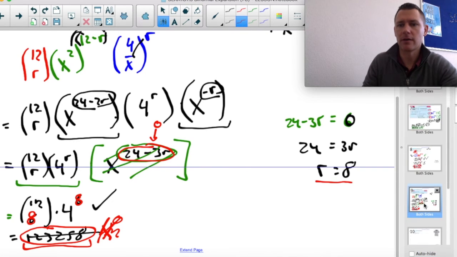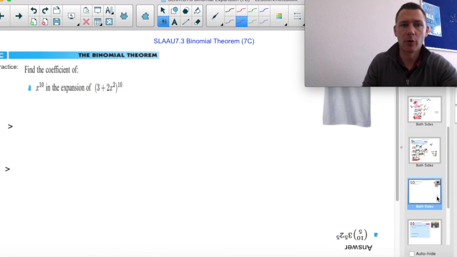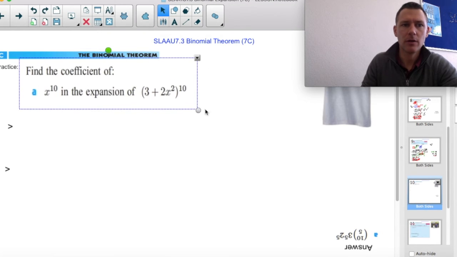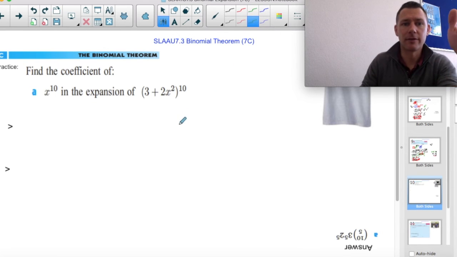Right? All right. One more? Or are you about to pass out? Doesn't matter. We're going for it. So find the coefficient in front of x to the 10th of this.